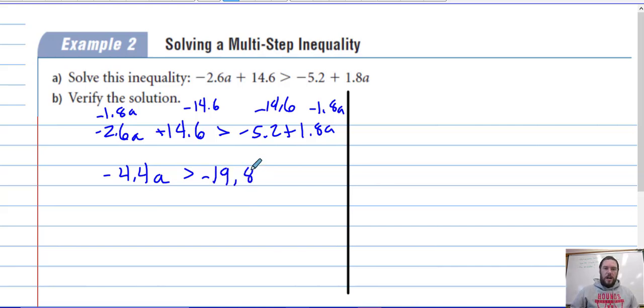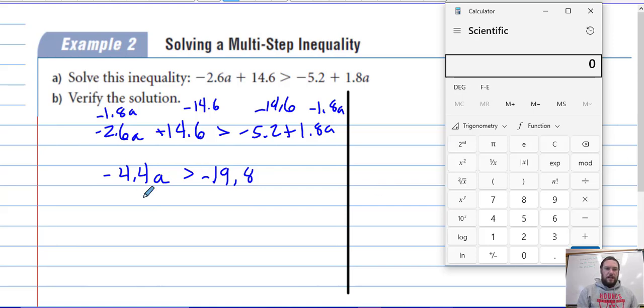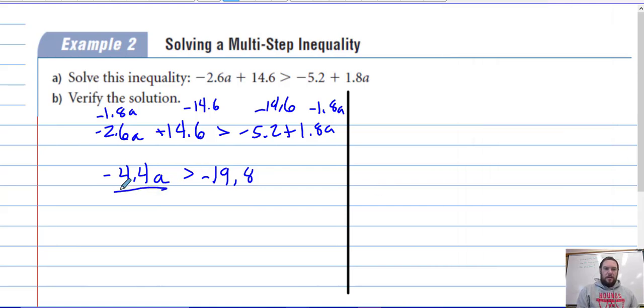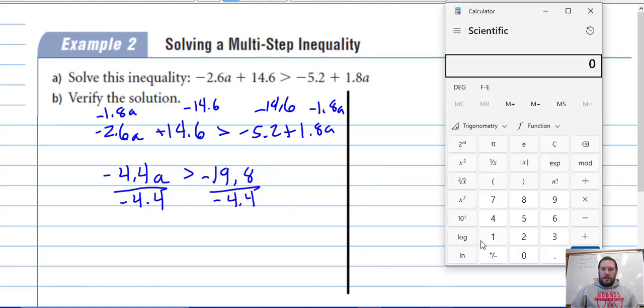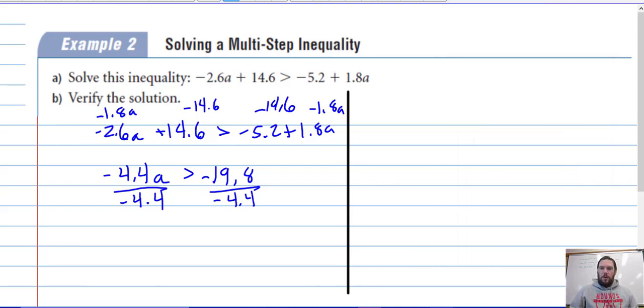19.8. All right, grab our calculator because now we're going to have to divide, right? I want to get a by itself, so we're going to have to get rid of this multiplying by negative 4.4 by dividing by negative 4.4, and we'll do the same thing on the other side. So we get 19.8 divided by 4.4, and we get 4.5. So we get a, and we get 4.5. Notice I didn't use the negatives in my calculator, but I recognize here that I have a negative divided by a negative, which turns it into a positive.